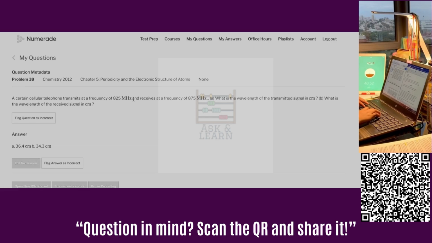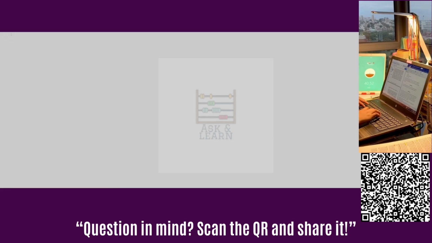So we have 825 megahertz and 875 megahertz. Sending, receiving. Let's first start by converting these megahertz to regular hertz. Again, this is the transmission. Sorry, that would be T. This is the transmission, and this is the receiver.